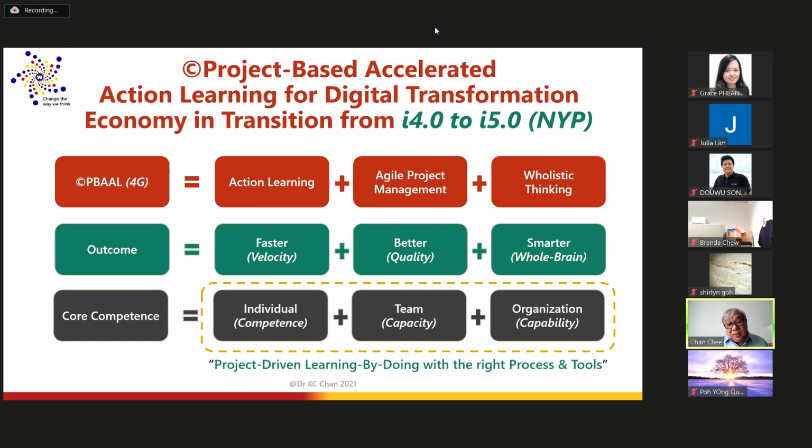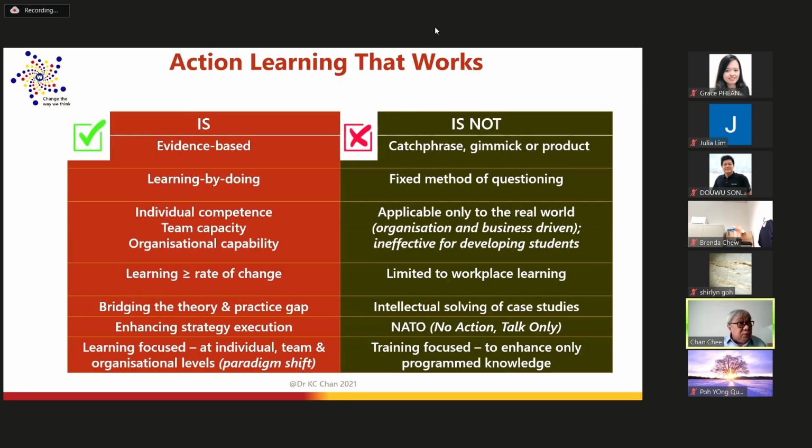So this is the message of my project-based accelerated action learning, which means that we use projects to drive learning by doing, and you need to be equipped with the right process and tools. So what are the right process and tools? Let me just quickly go through.